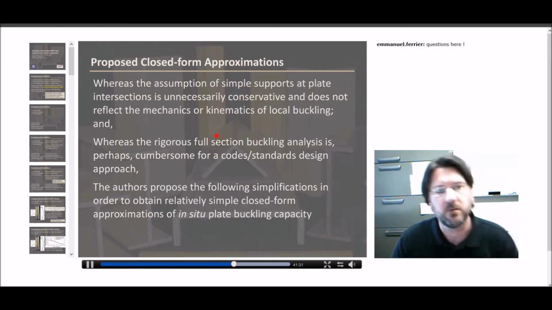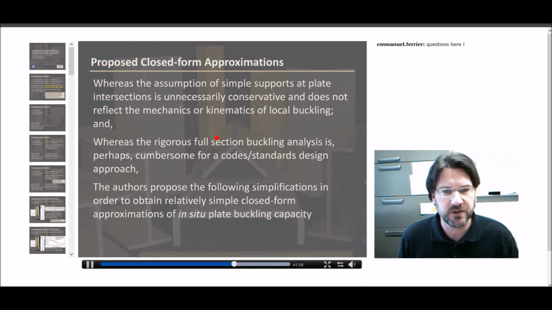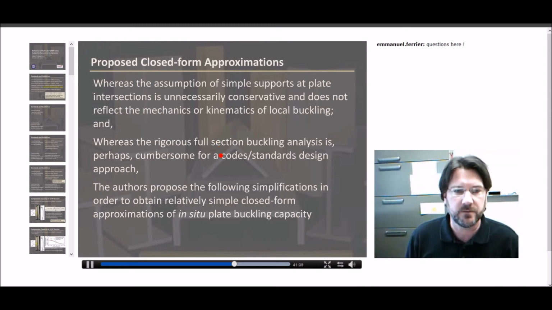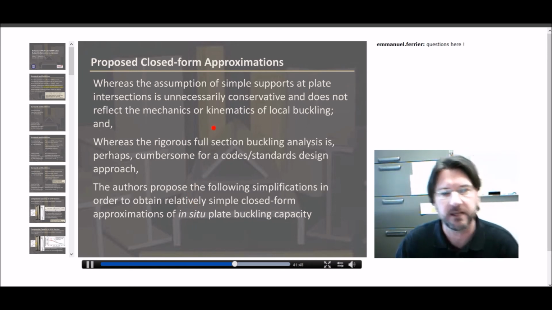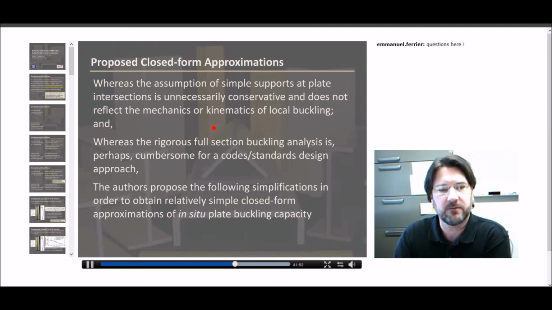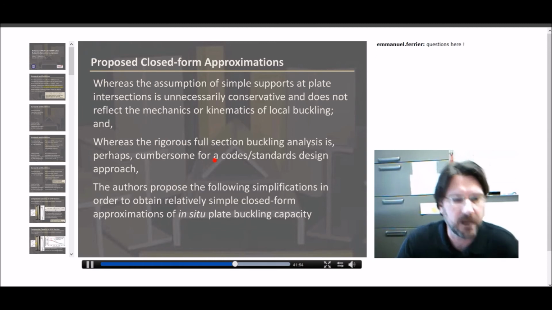And so our approach is that the assumption of simple supports is simply unnecessarily conservative, and as we'll see, it estimates a capacity that's about half of what we see when we start testing these materials. And so that doesn't sound like a particularly efficient use of material if we're using that value for design, and it doesn't reflect the mechanics or the kinematics of local buckling.